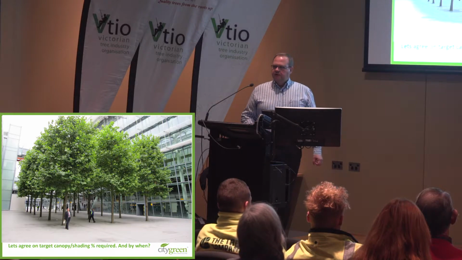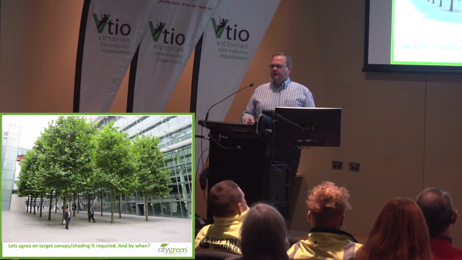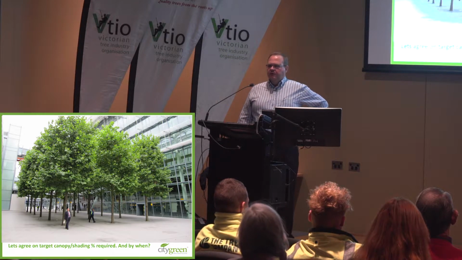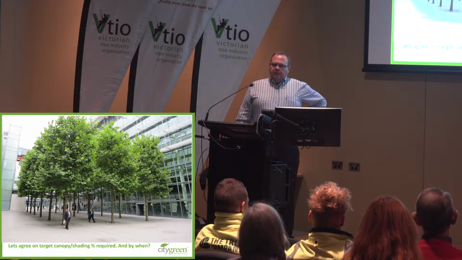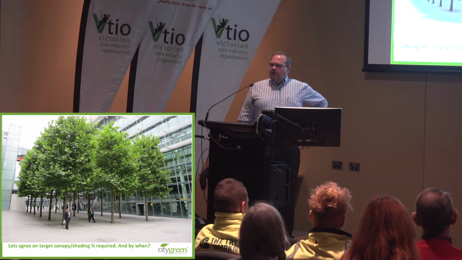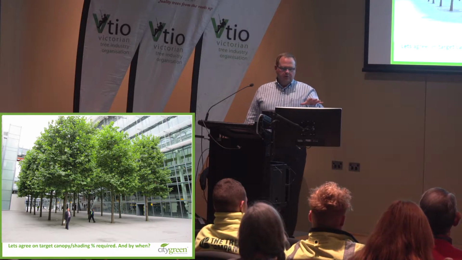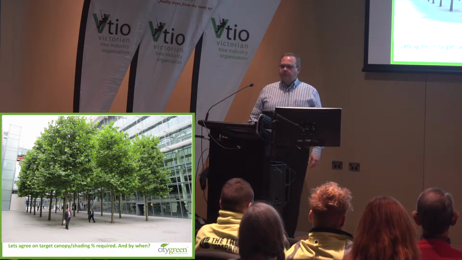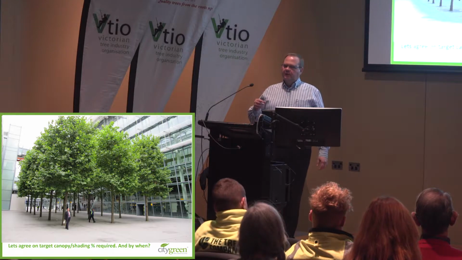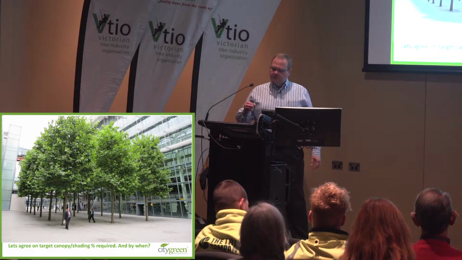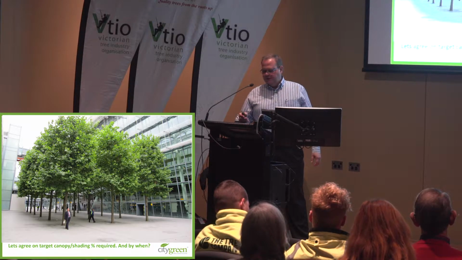So to start with, let's agree on what target shading ratio we want to achieve. It may be a car parking lot, it may be a streetscape, but at the street level, what percentage canopy cover do we want? Or what percentage of shading do we want? And by when? This is the level of accuracy we are trying to drill down on now, a percentage by a target date.